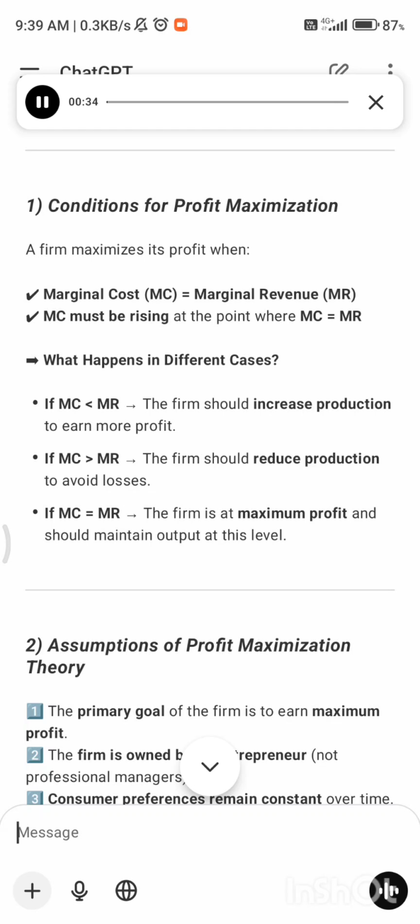If MC < MR, the firm should increase production to earn more profit. If MC > MR, the firm should reduce production to avoid losses. If MC equals MR, the firm is at maximum profit and should maintain output at this level.